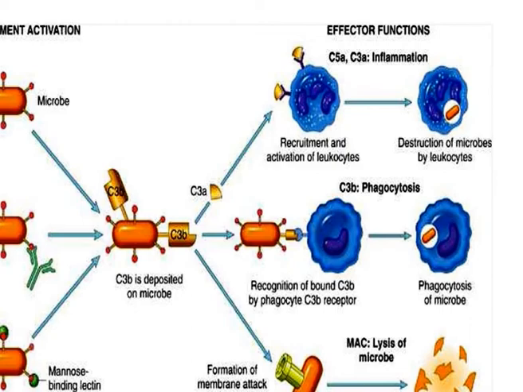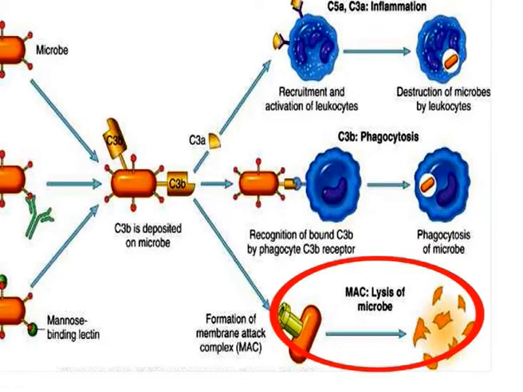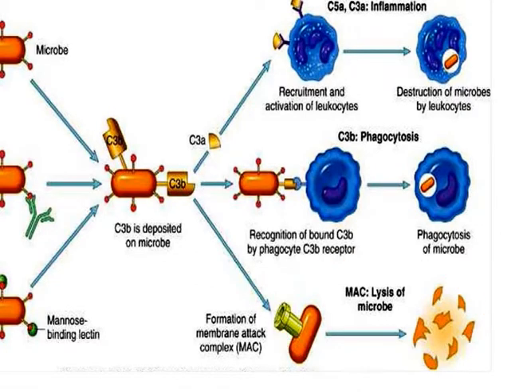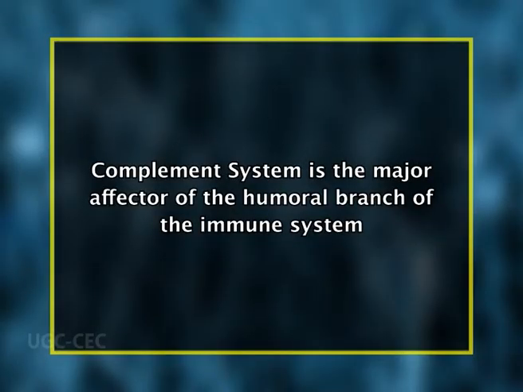Once activated, the complement system can bring about a variety of responses. For example, it can initiate an inflammatory response or cause the destruction of bacteria, parasites, viruses, infected cells or red blood cells. In addition, it can facilitate the clearance of dead cells and immune complexes. Thus, the complement system is the major effector of the humoral branch of the immune system.